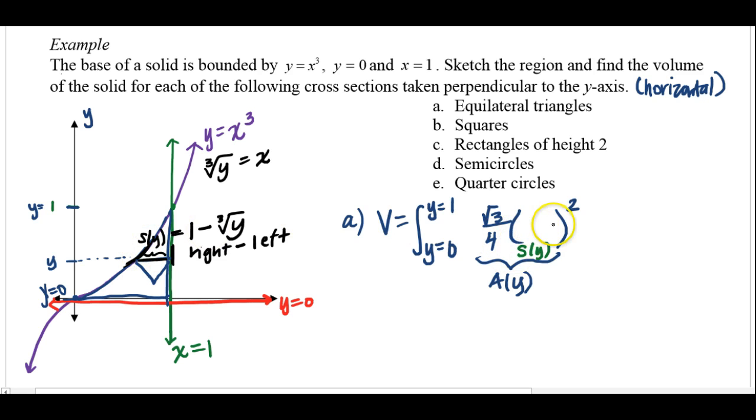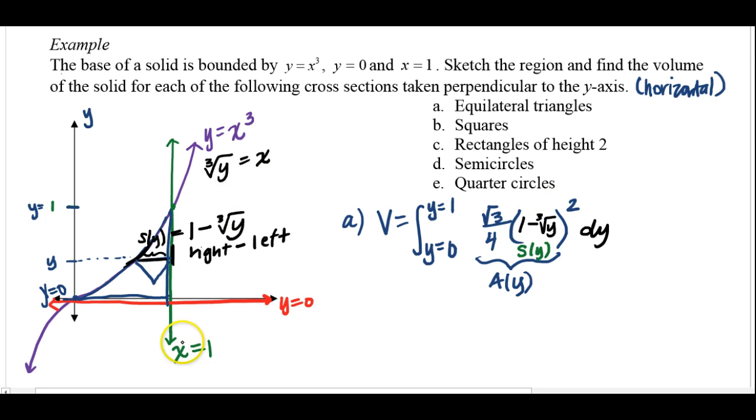So that is what needs to be substituted in right here for s of y. So 1 minus the cube root of y, dy. It's very similar to what we do when our cross sections are vertical, but now that our cross sections are horizontal, I need to make sure that all of my functions are in terms of y. In other words, they are solved for x. They are x equals functions that have y's as variables.